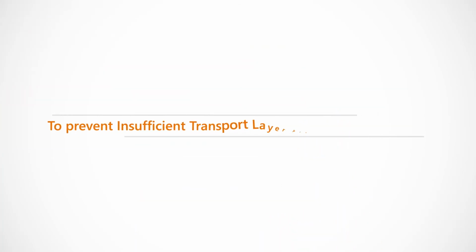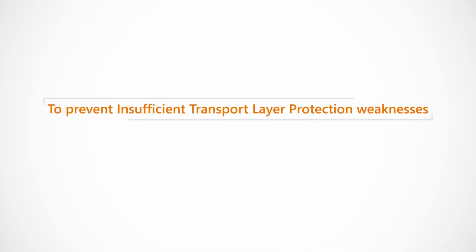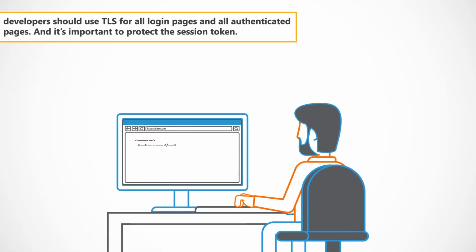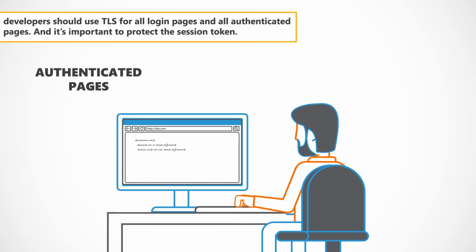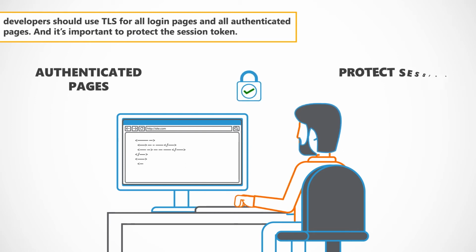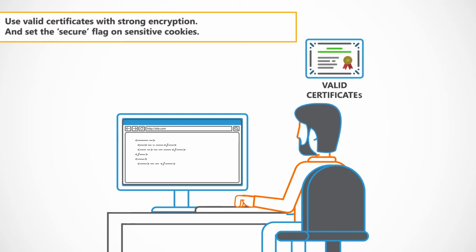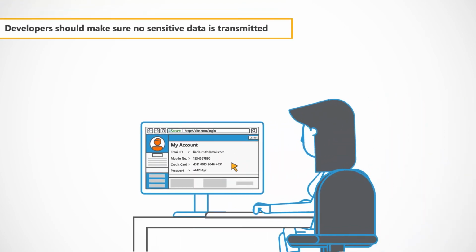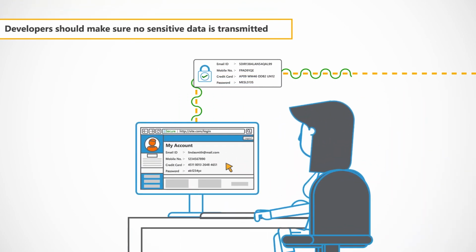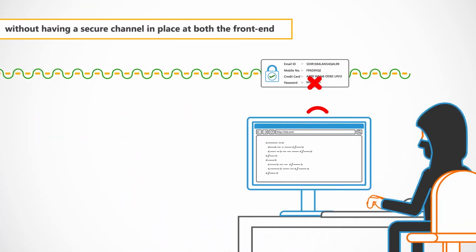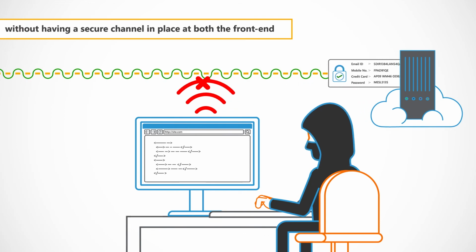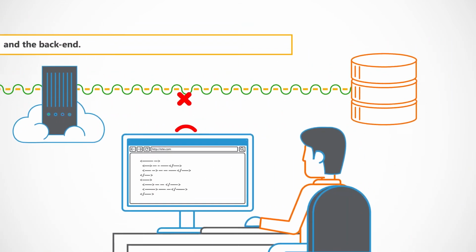To prevent insufficient transport layer protection weaknesses, developers should use TLS for all login pages and all authenticated pages. And it's important to protect the session token. Use valid certificates with strong encryption and set the secure flag on sensitive cookies. Developers should make sure no sensitive data is transmitted without having a secure channel in place at both the front end and the back end.